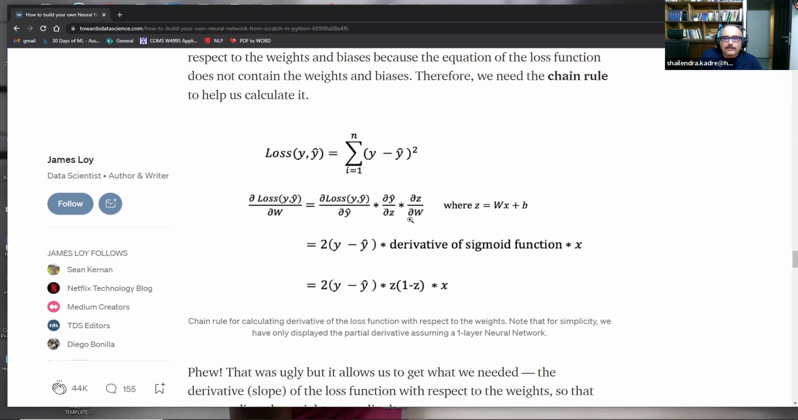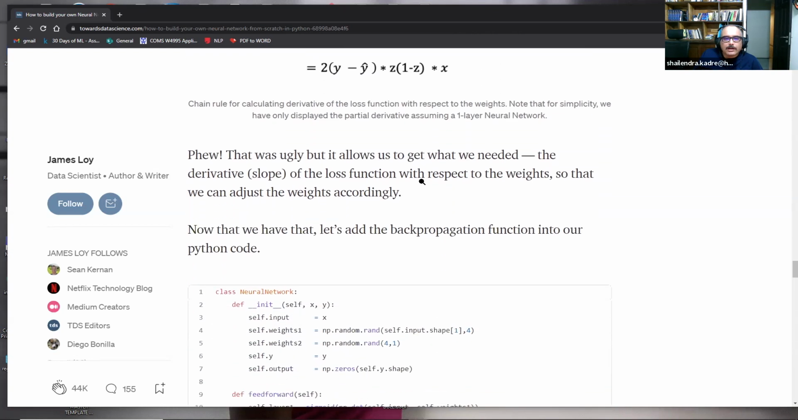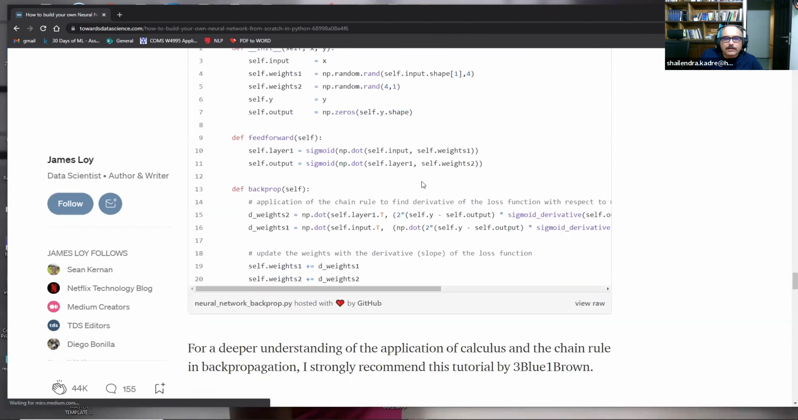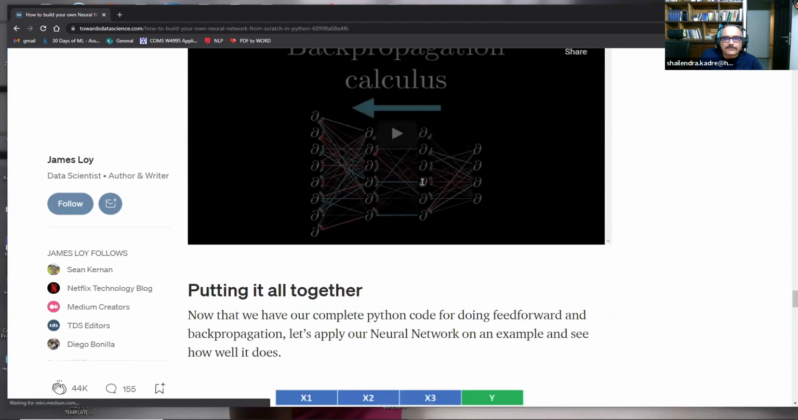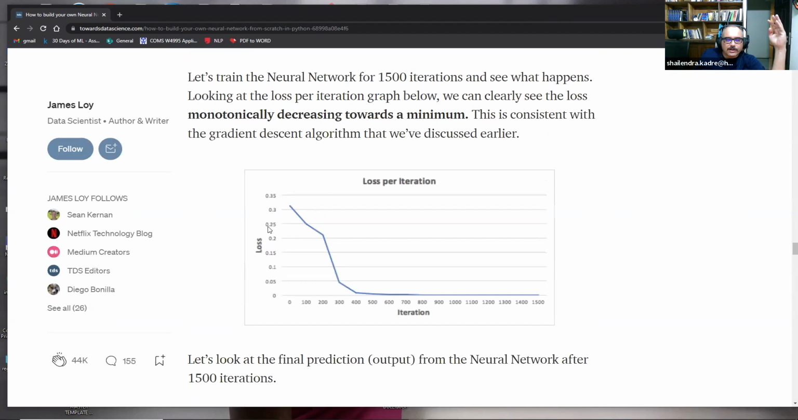Then we are doing some chain rule actually. Chain rule we learn in 12th class. So that chain rule is applied, and after that he has explained with some numericals. And this is the graph we plot. This is the graph I wanted to show you. See loss versus number of iterations, which we are increasing from 100 to 1500.